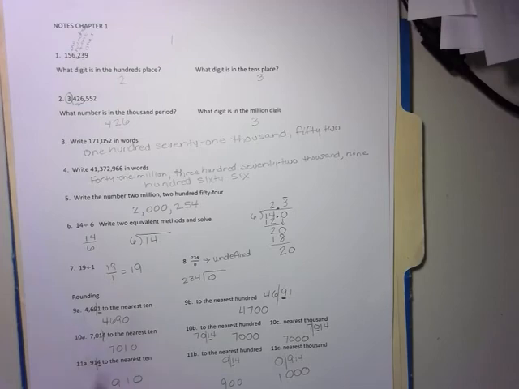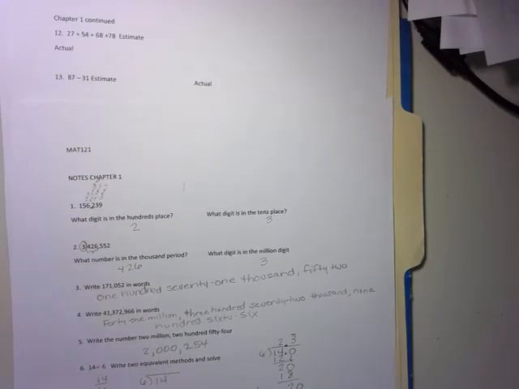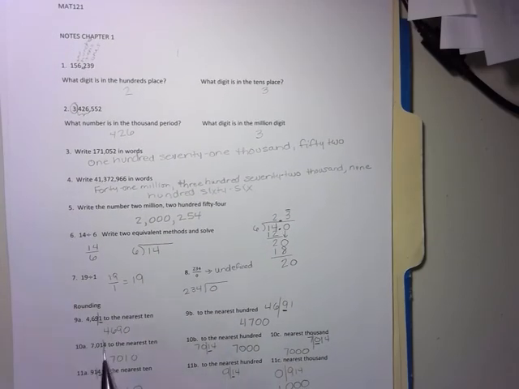Now, rounding is different than front end rounding. Front end rounding is where we just take the first number and everything else behind it is 0.